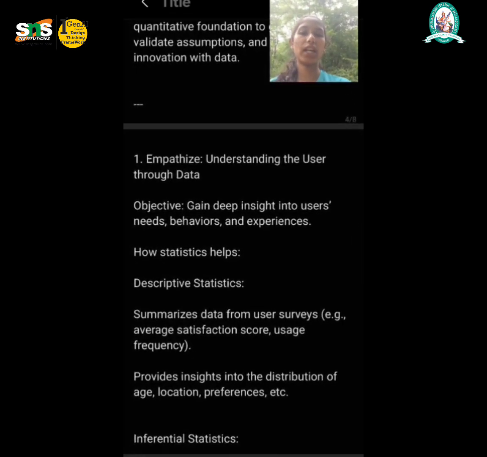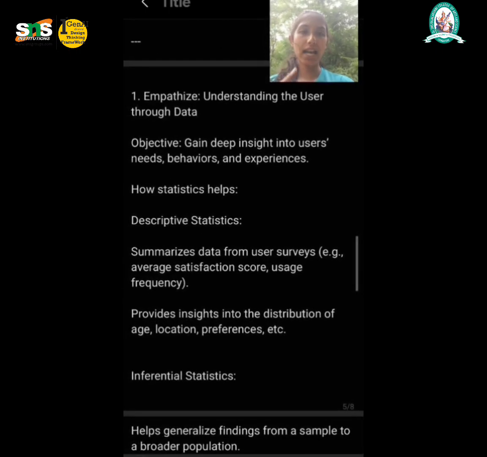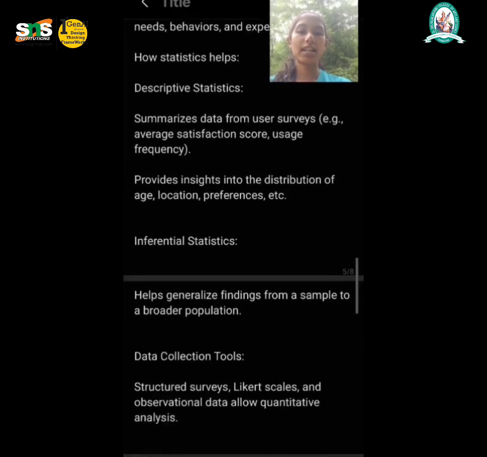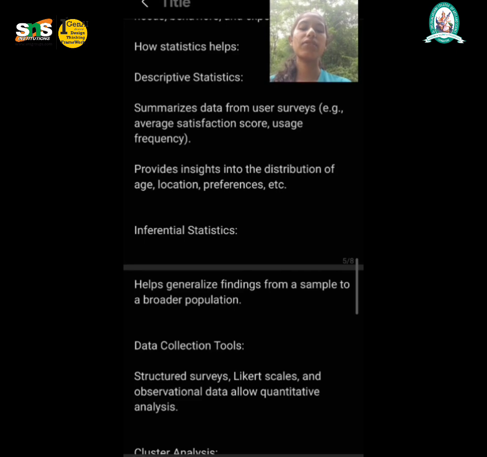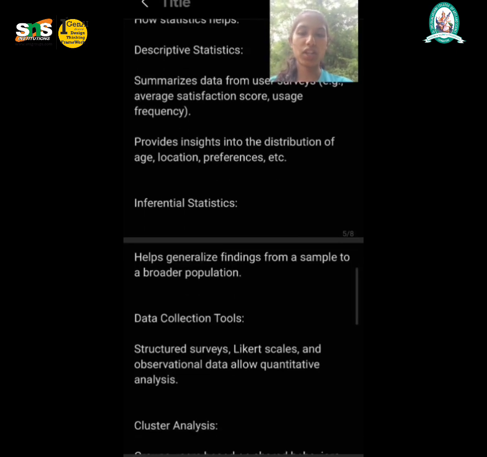Understand the user through data. Objective is to gain deep insight into users' needs, behaviors, and experience. How statistics helps? Descriptive statistics summarizes data from user surveys, for example, average satisfaction score, usage frequency. Provide insights into the distribution of age, location, preferences, etc. Inferential statistics helps generalize findings from a sample to a broader population.